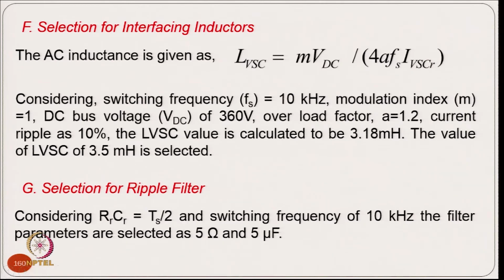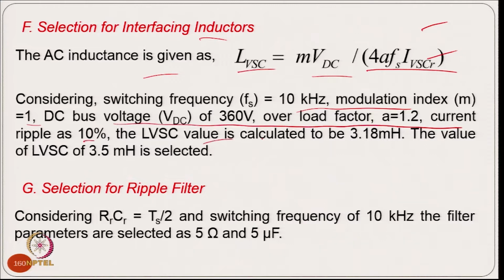Coming to the selection of the interfacing inductor of the inverter, it comes from the relation with Vdc for a 4 single phase inverter, considering the 10 kilohertz switching frequency, modulation index 1, DC link voltage of 360 and overload factor of 1.2, current ripple 10%, the value calculated is 3.15 and we select 3.5 millihenry.